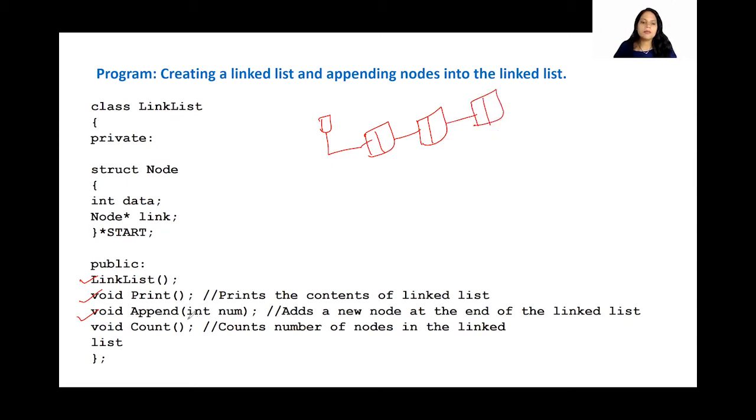Here I am passing number as a parameter. This number is nothing but the data value, which I am passing as a parameter for this particular function. Next, void count counts the number of nodes in the linked list. So this particular function is going to count the number of nodes. I hope this definition of the class is clear to you all. So now let's go ahead and see the functions one by one.